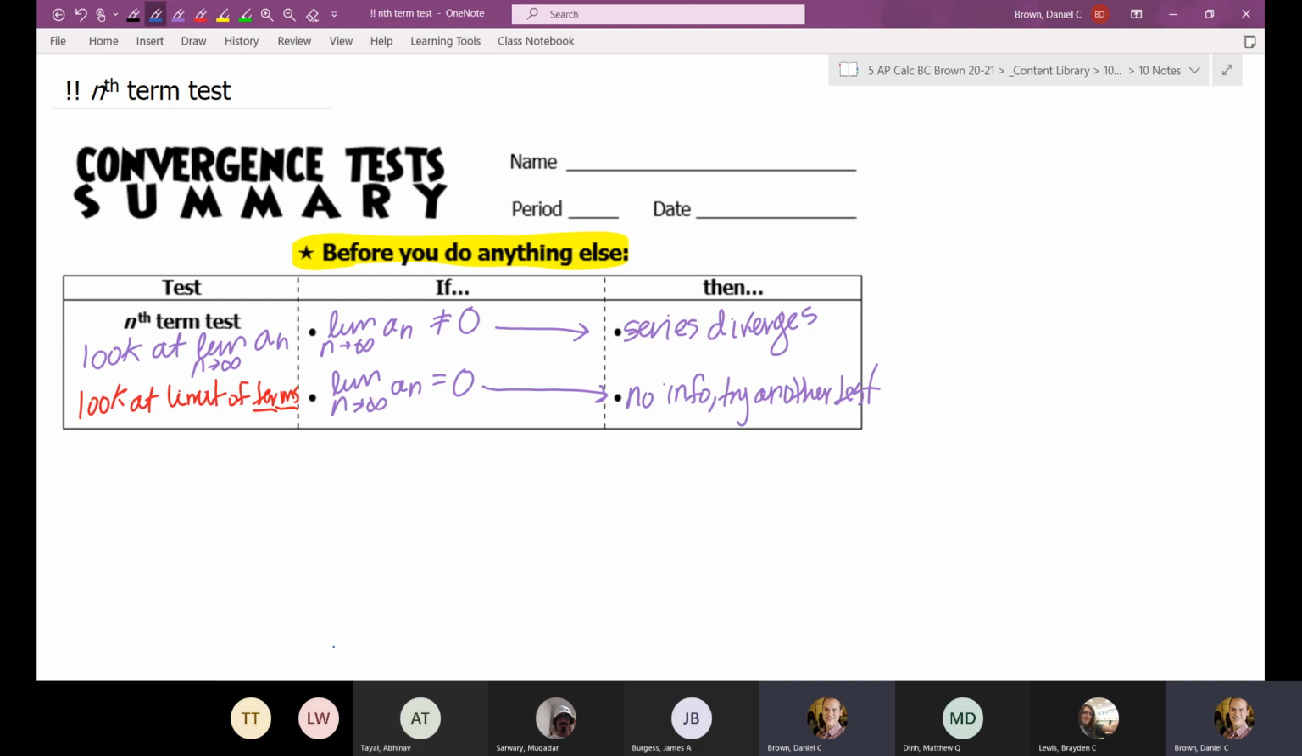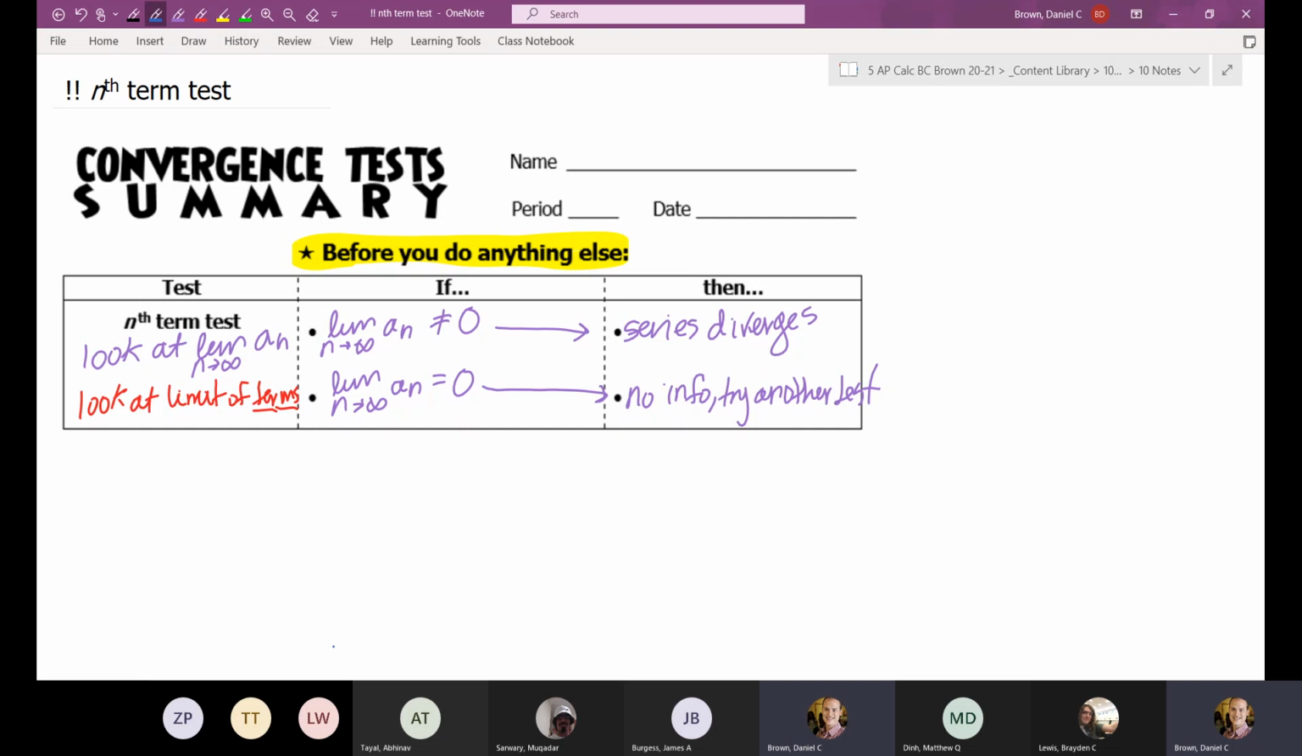really more of a test for divergence, because that's the only thing that it can show. We know that if the limit of the term is not zero, then that series for certain is divergent. If the limit of the term approaches zero, then we have no info. We don't know what that series is going to do. We don't know whether it's convergent or divergent.